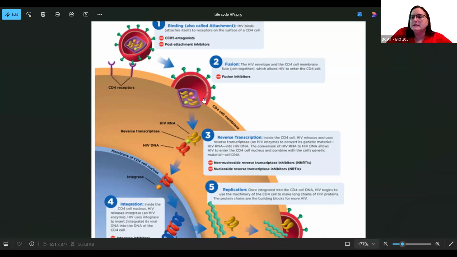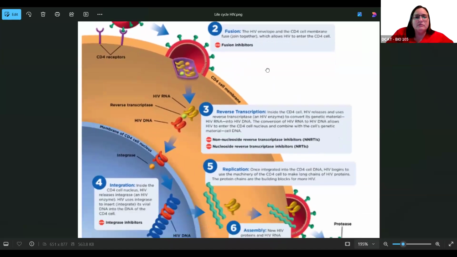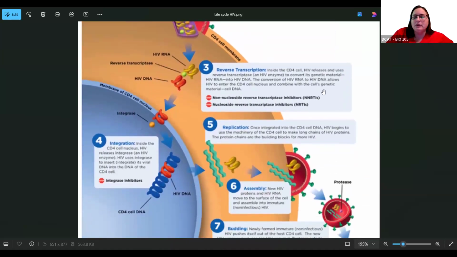That's the second step. And if your patient is on a fusion inhibitor, this is going to stop the cell from fusing. So even if the cell made it to this point and it attached, it's going to block or inhibit it from fusing. So then we're going to go to the third step of the HIV life cycle.